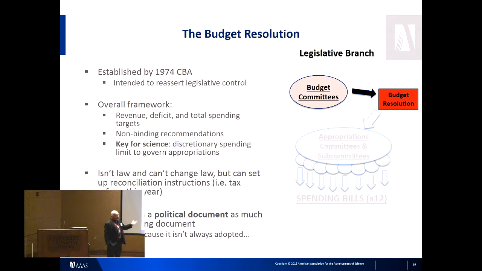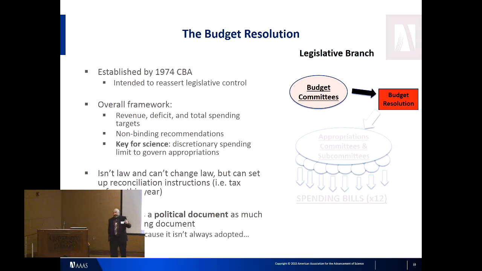So the budget resolution is basically the congressional budget process, or it's the congressional budget. Whereas the president's budget is ridiculously detailed, thousands and thousands of pages of information on federal programs, the congressional budget, the budget resolution, is almost the inverse. It only contains a few key pieces of information.